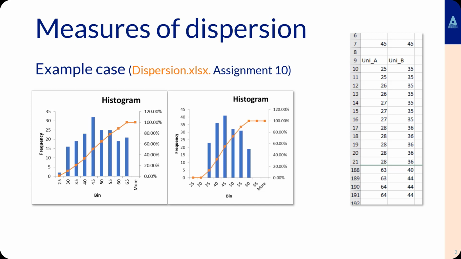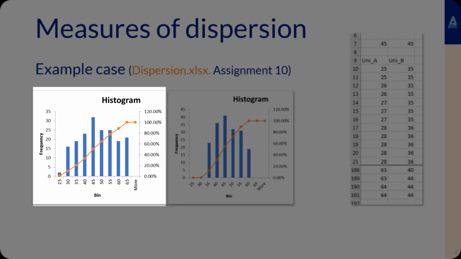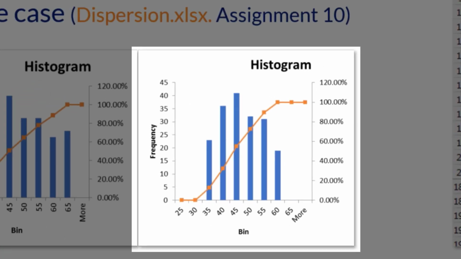But we want to see how spread out the data sets are. And you can see straight away by looking at the charts that the left-hand data set, Uni A, is more spread out because some of the data is in the 20s and in the 30s, and some of the data is in the 60s, over 65. So quite a few students score very low and very high. If you look at the right-hand data set, Uni B, the data is much more squashed in the center. That means there's nobody scoring in the 20s, nobody scoring in the low 30s, and nobody scoring over 65.